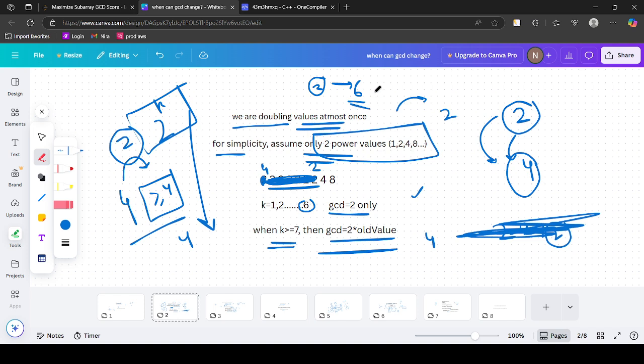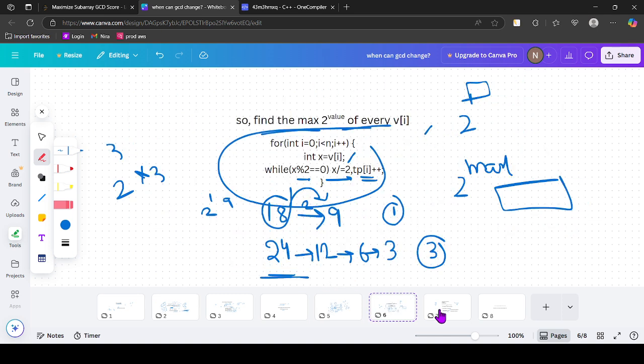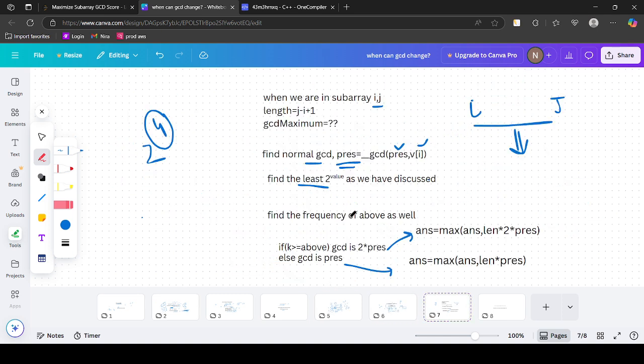K is less than or equal to this, and when k is greater than or equal to this, greater than or equal to 7, only then can the GCD be doubled. So we want the least 2 power value and the frequency of the least 2 power value as well. So maintain both of these and find the frequency of the above as well. If k is greater than or equal to the above frequency, then GCD will be 2 into present, because we saw in the previous example.